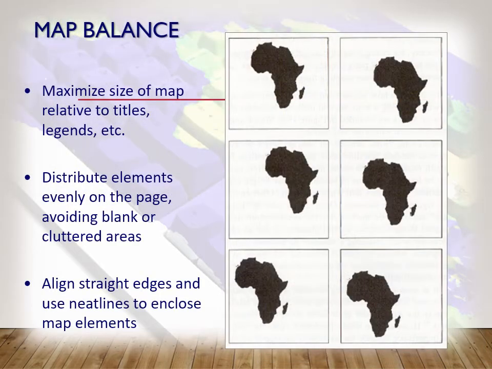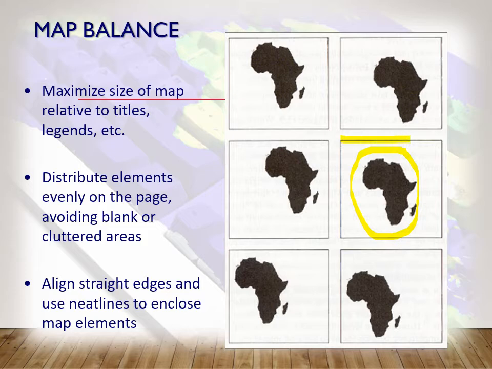Map balance. Map balance is one of the most tricky things to do. Now, in my experience, the first thing I want to do is make sure that the area that I'm mapping is as big as possible, but you still have room to add all of your map elements like legend, north arrow, scale bar, author, citation, projection, etc. So out of these 6 maps of Africa, I would say this one is centered pretty evenly, and that still gives me some room to add all those other map elements.